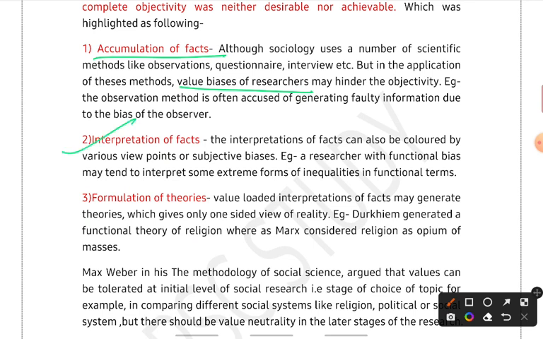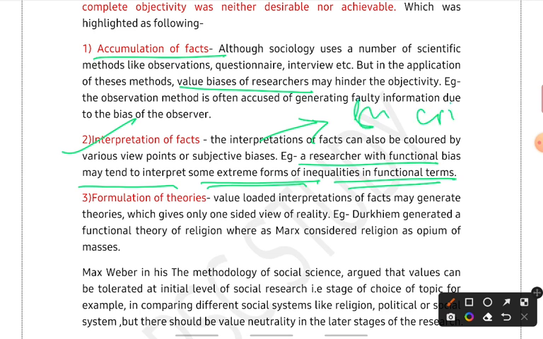Then interpretation of facts can be based on the values, that is, the morals that the person has in a society. A researcher with functional bias may tend to interpret some extreme forms of inequalities in functional terms. Suppose functionalists like Durkheim said, to an extent, suicide or crime is necessary in a society. Like criminals should be there in a society. If criminals are there, then only the other institutions like police and judiciary will be able to function.